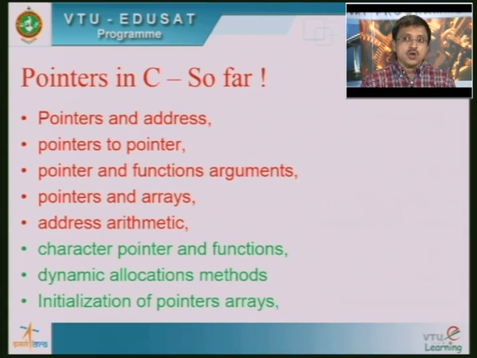We also saw how address arithmetic is different from integer arithmetic, because we know that addresses are basically unsigned integers, but the arithmetic is not exactly similar to integers because there is a size factor that comes into play. Then you saw character pointers and functions. Specifically, we saw how character strings or variable length character strings can be handled with a beautiful example of argument vector in C. We saw dynamic allocation, how to initialize pointer arrays and so on.